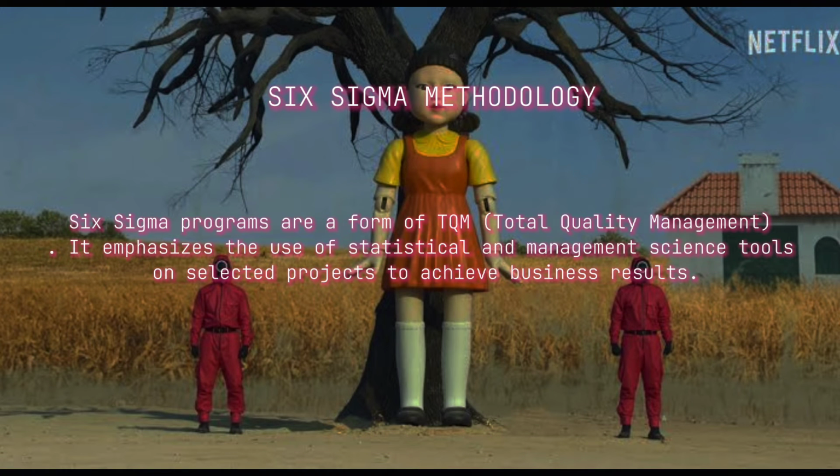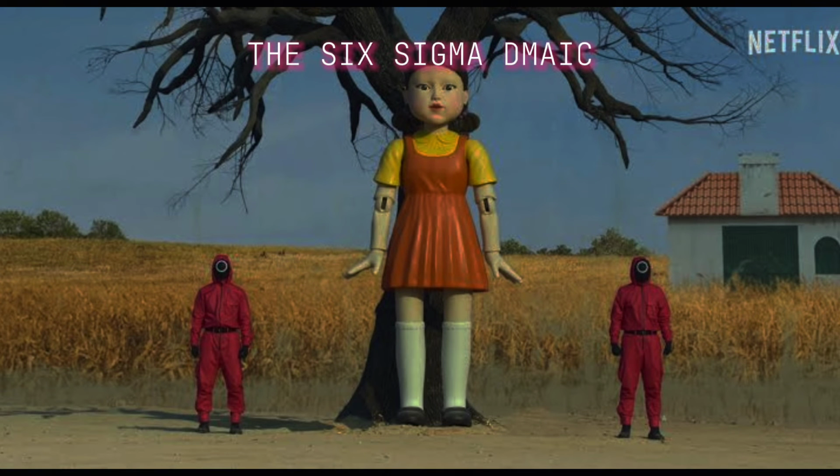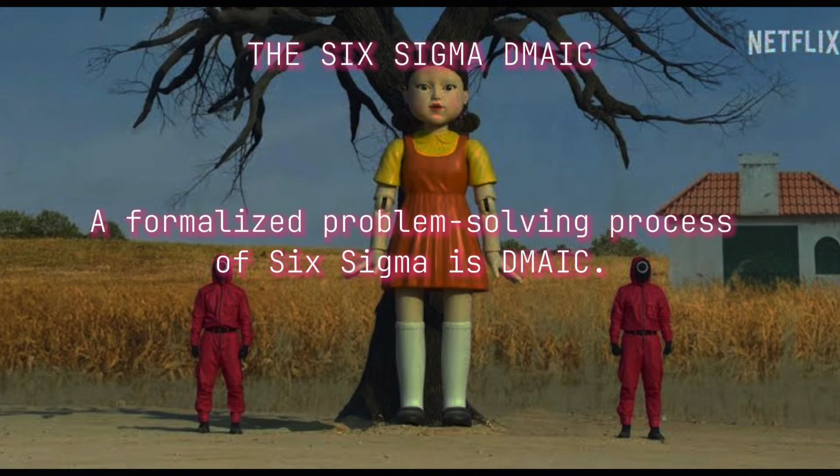Six Sigma programs are a form of TQM or Total Quality Management. It emphasizes the use of statistical and management science tools on selected projects to achieve business results. Six Sigma DMAIC. A formalized problem-solving process of Six Sigma is DMAIC. It is composed of 5 steps that can be applied to any process to improve its effectiveness.